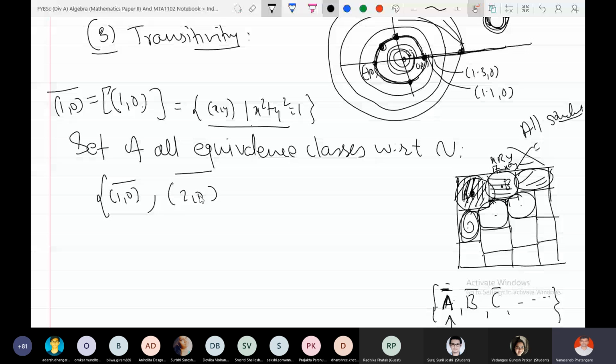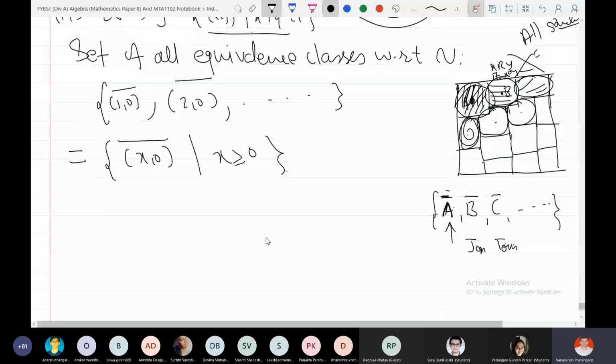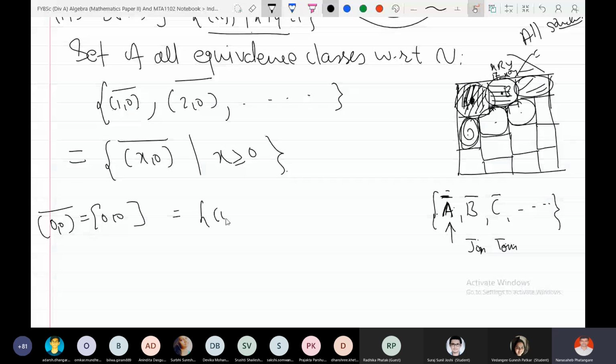And so ultimately, what is the set of all classes? The set of all the classes is (x, 0) with x greater than or equal to 0. So just the classes of (x, 0), where x is non-negative. And one more thing, what is the class of (0, 0)? Only a single point. In this class there is only one member, (0, 0). That is the only class which has only one member, because there is no other member which is related to (0, 0) with respect to this relation.